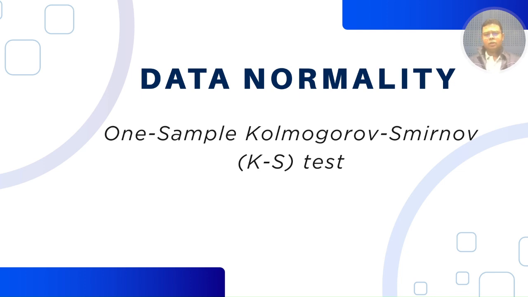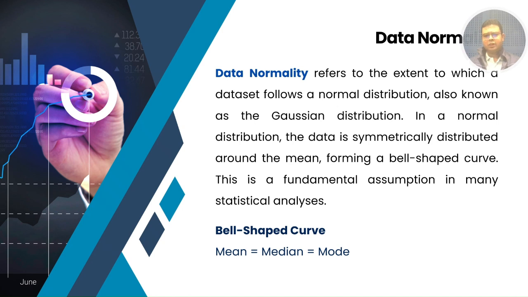Today I will talk about data normality. We'll learn the theory of data normality, and we'll practice using the SPSS software, the one-sample Kolmogorov-Smirnov test. So first of all, we need to know what data normality is. Data normality refers to the extent to which a data set follows a normal distribution, also known as the Gaussian distribution.